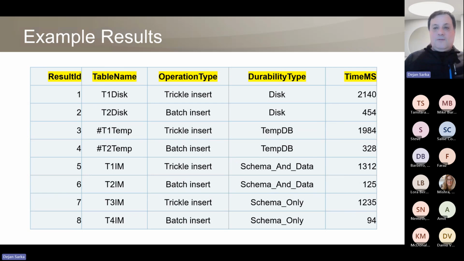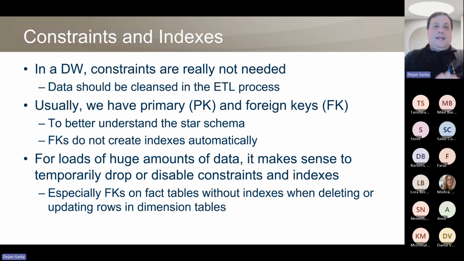So now you have the idea. The first important thing is not to use trickle inserts. The most important thing is to use minimally locked batch inserts. Otherwise, staging tables are not too complex, right? And then the next step is loading from staging tables to dimensions and fact tables, right?